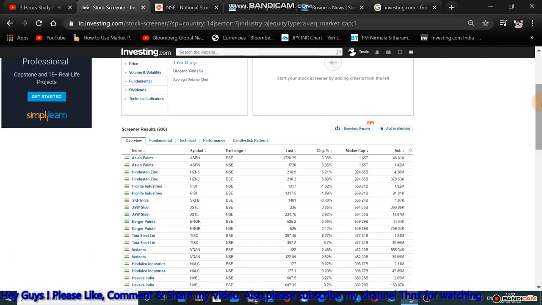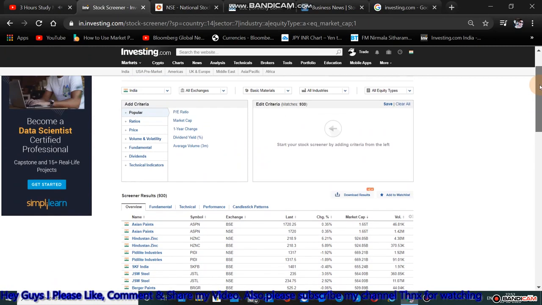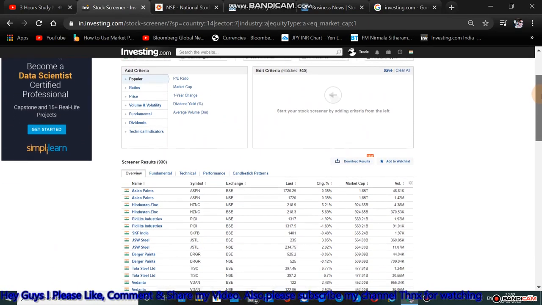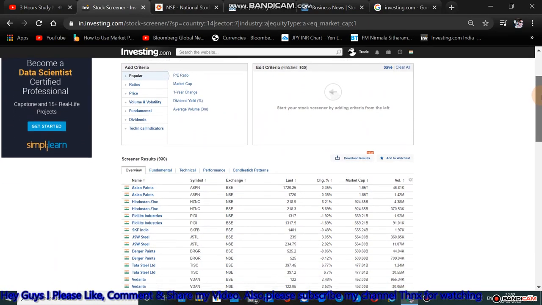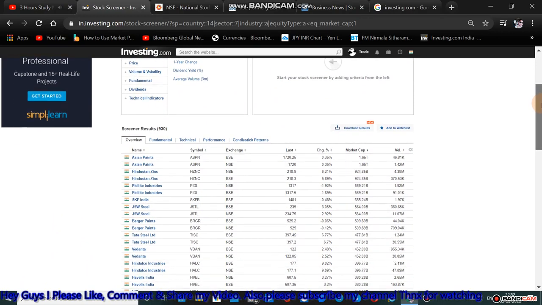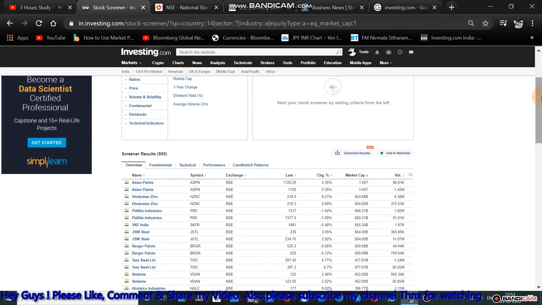Both are major exchanges, right? Most of the people work on NSE because of the high volume on NSE. Most of the people use NSE, but other exchanges are also good. The BSE is also the oldest exchange of India. So some people trade or invest through BSE as well.